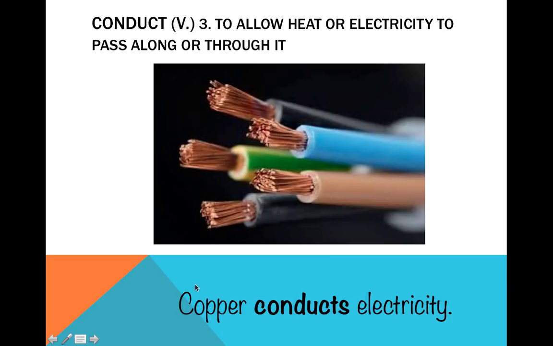Okay. In this case, we have an example of copper, some copper cables. Why copper? Because copper is a metal, and we know that copper conducts electricity. Okay. Electricity passes along or goes through very well copper wires. Okay. Copper conducts electricity well. That's a good conductor.